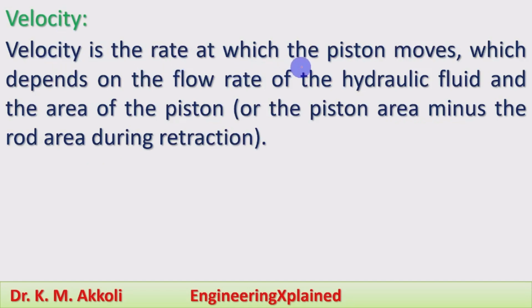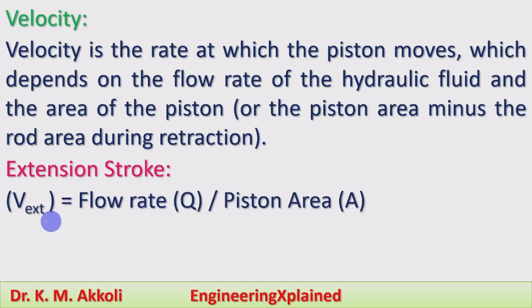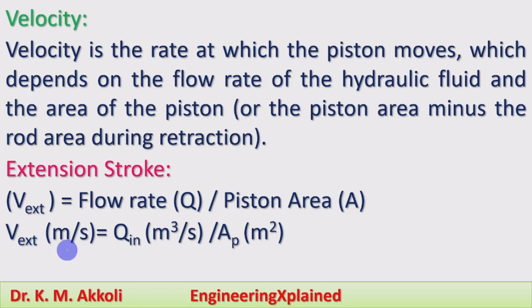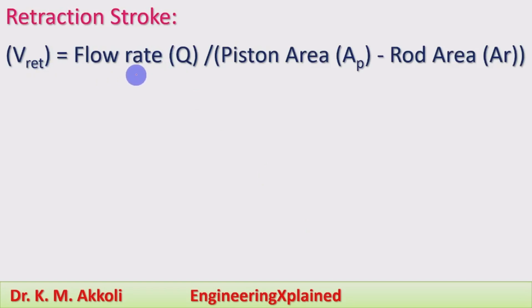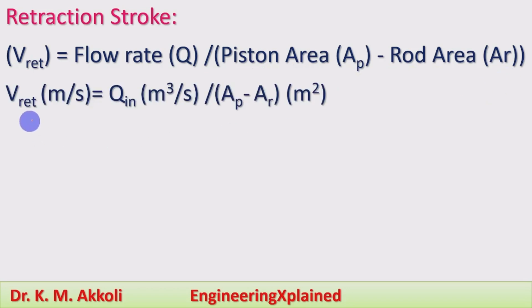Velocity is the rate at which the piston moves, which depends on the flow rate of the hydraulic fluid and the area of the piston, or the piston area minus the rod area during retraction. During the extension stroke, V extension is equal to flow rate Q by piston area AP, and V extension in meter per second is equal to Q in meter cube per second by area of the piston in meter square. And during the retraction stroke, V retraction is equal to flow rate Q by piston area AP minus rod area AR. That V retraction in meter per second is equal to Q in meter cube per second by AP minus AR in meter square.